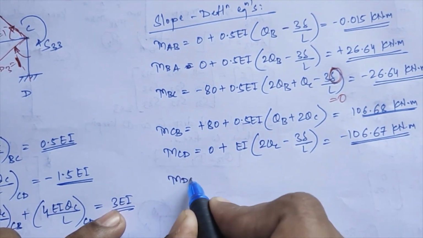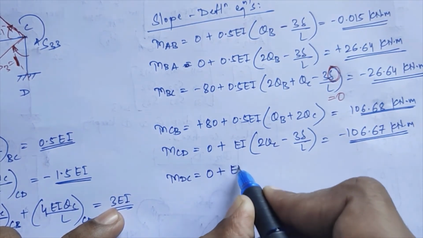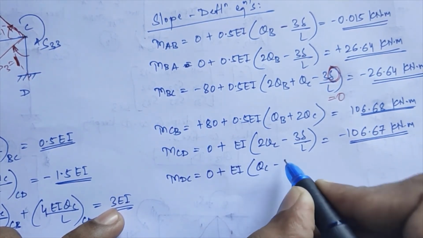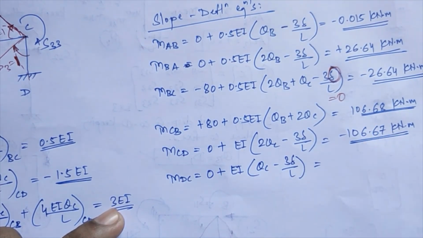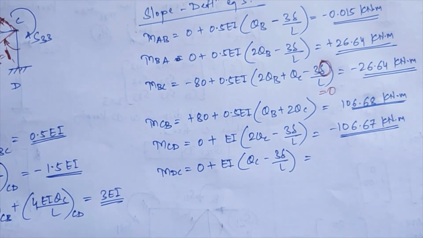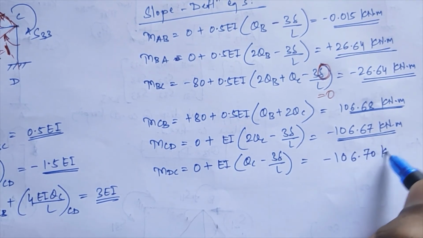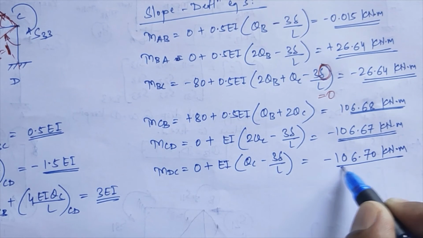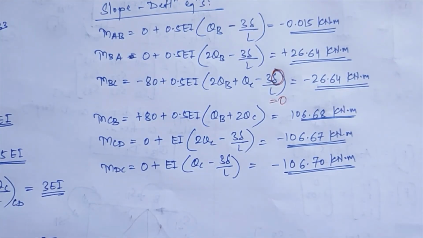And the last moment, MDC, I am getting as MFDC, again 0 plus EI theta C minus 3 delta upon L, that I am getting as minus 106.70 kilonewton meter. So these are all the final moments which I am getting here.